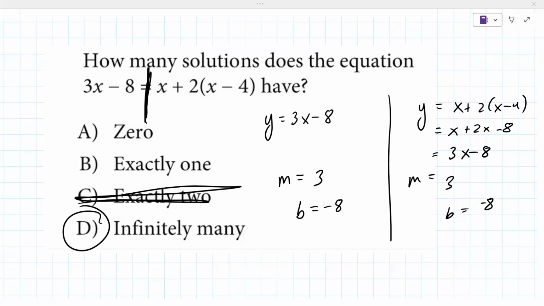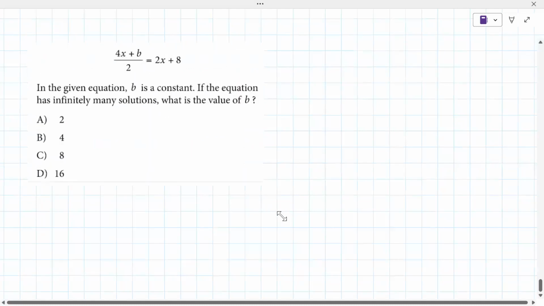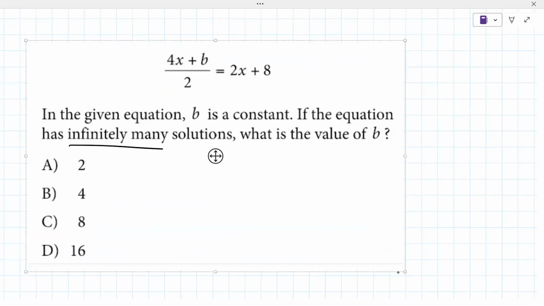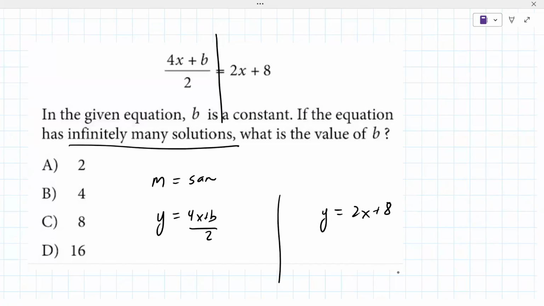All right. So this is kind of the same question because it's now leading you to, okay, it has infinitely many solutions. If the equation has infinitely many solutions, that means the slopes are the same. So you have to find the slope of the one on the left, the slope on the one on the right, and they should be the same. So the one on the left is 4x plus b over 2. The one on the right is 2x plus 8. Are the slopes the same?